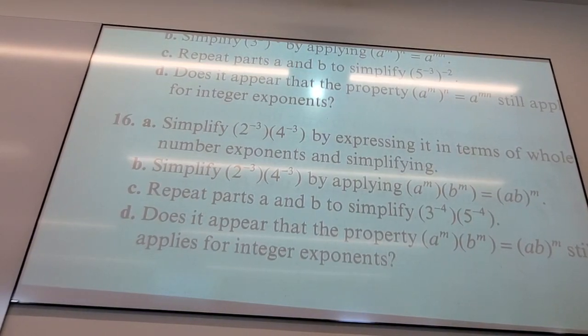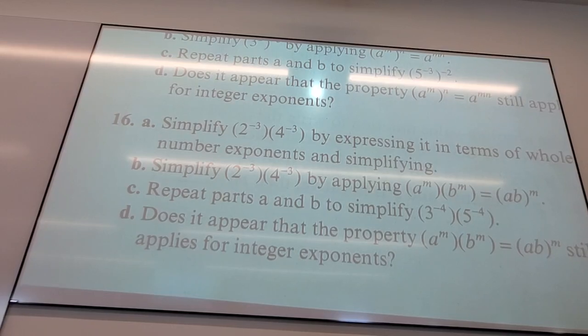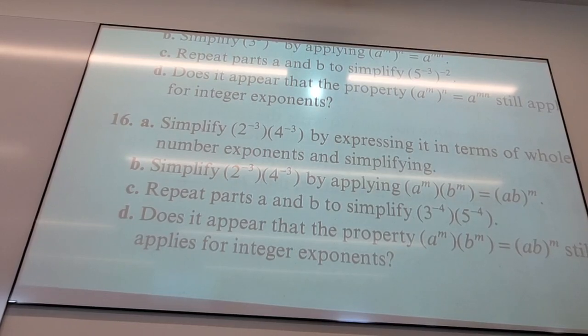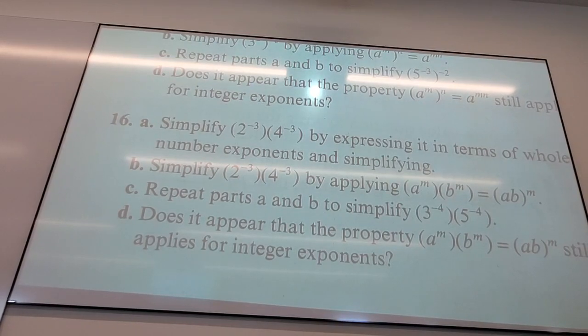So these both end up being the same in the end. Because this would be 2 times 4 to the negative 3, 8 to the negative 3, which is 1 over 8 cubed. It's the same thing you get in part A. So you're just showing that they end up being the same thing. So that means the property holds even if they're negative powers.